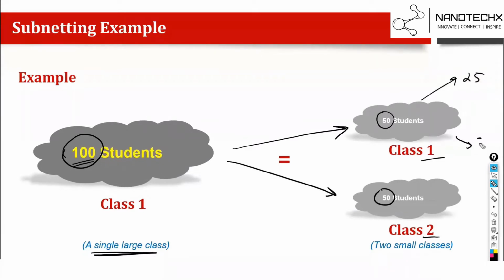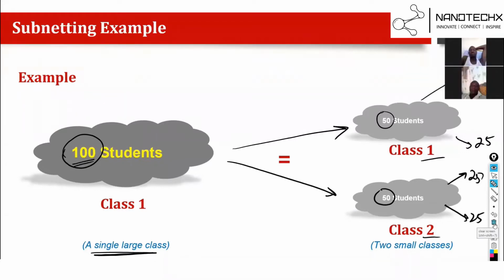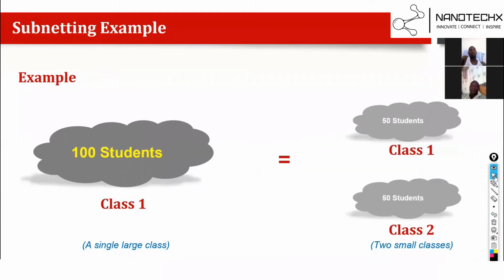Or we can divide a class into, let's say, 25 and then 25. So either we can have 4 classes. This is called subnetting. We keep on dividing the subnets into further smaller networks for easy management and according to our requirements as well, based on the scenario which I told you on switch and router.